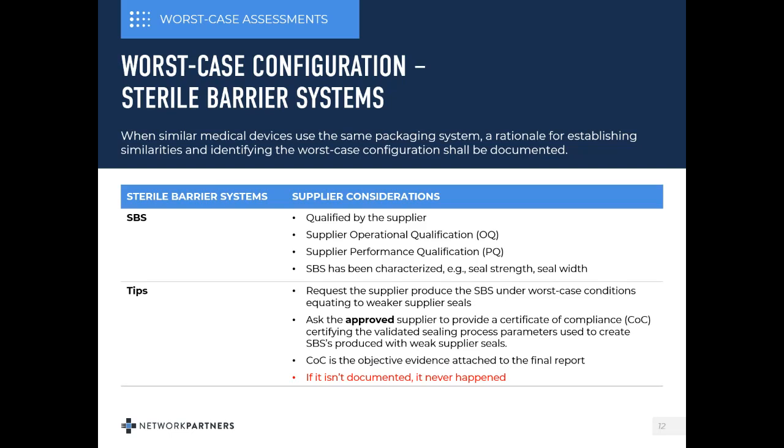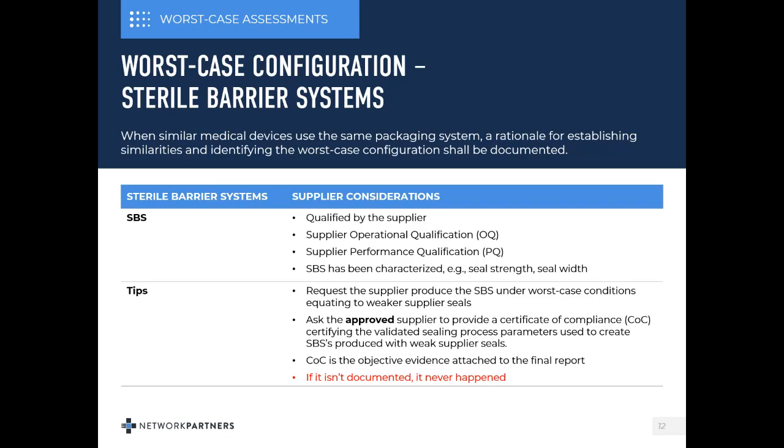And then just some tips here: request the supplier to produce the sterile barrier system under worst case conditions. I've done this numerous times because you're testing the totality of the sterile barrier system. We tend to focus a lot on our seals, like the medical device manufacturer, MDM, seals that we create and that we have the process validation for. But sometimes we forget about the supplier seals. It's the whole system that we're responsible for, because once we get those pouches, we create the seals, and then we sterilize and start processing it. We are responsible for those.